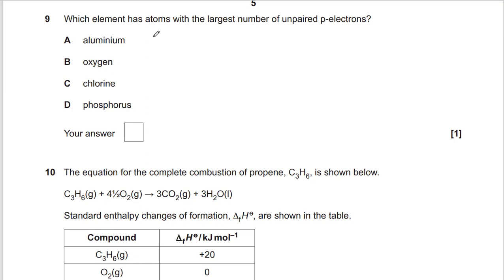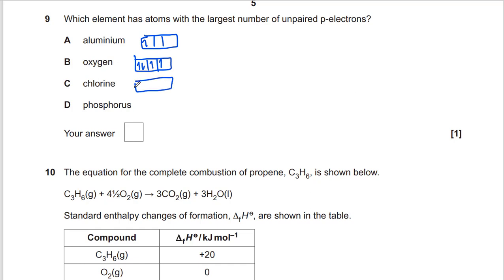So aluminium is in group 3. So it's your 1s2, 2s2, 2p6, 3s1, 3p1. So aluminium is 3p1. So it's got one unpaired electron. Oxygen is 2p4. And because it's 2p4, it looks like that. So it's got 2 unpaired electrons.